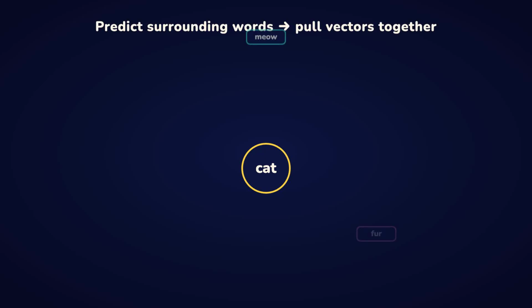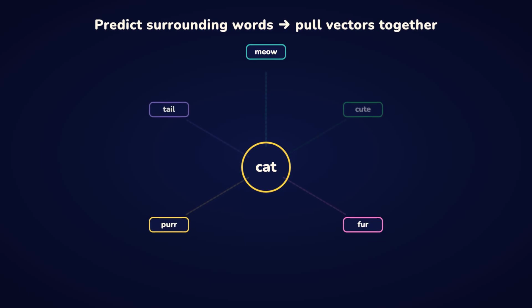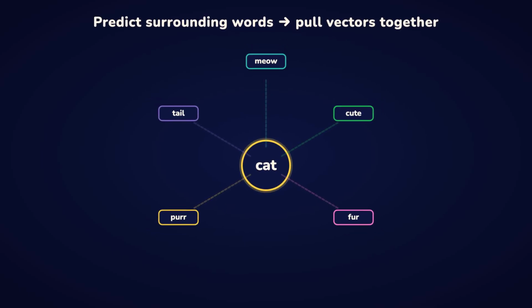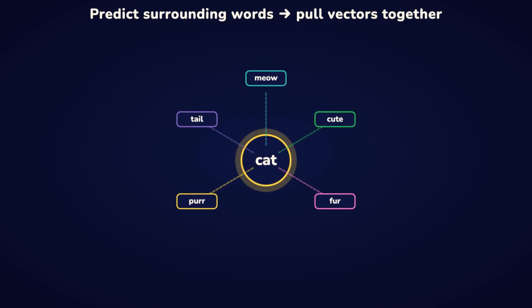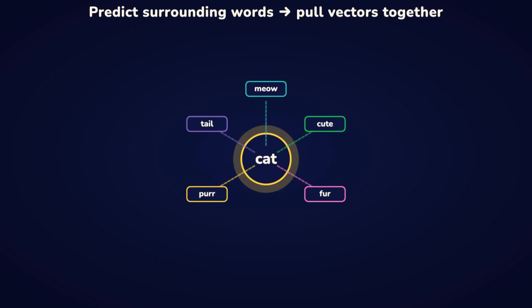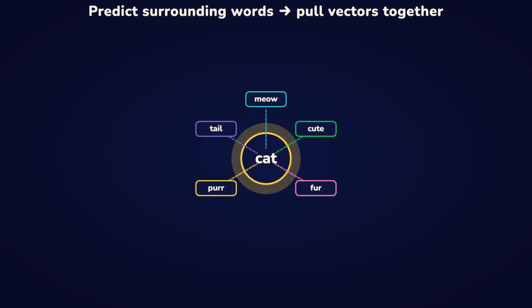How are embeddings actually trained? The classic way is to predict the surrounding words. If cat keeps showing up near meow or fur, the training nudges their vectors closer together. After billions of examples, related words simply end up nearby.